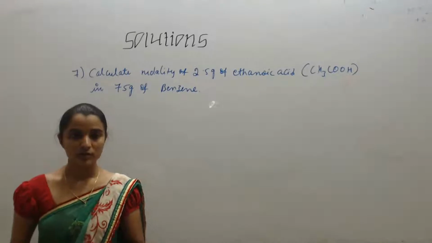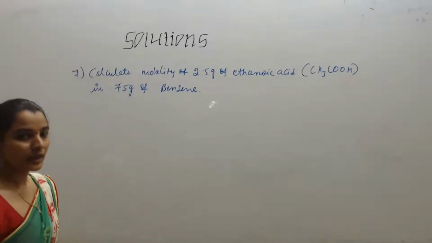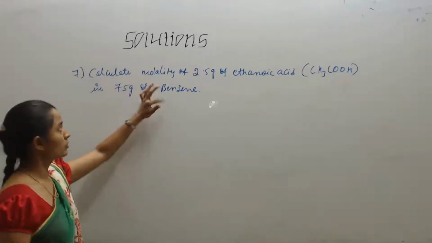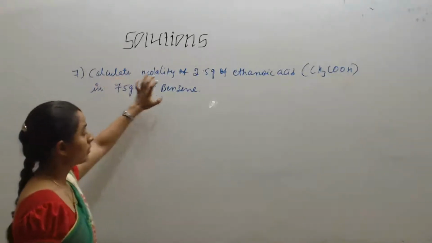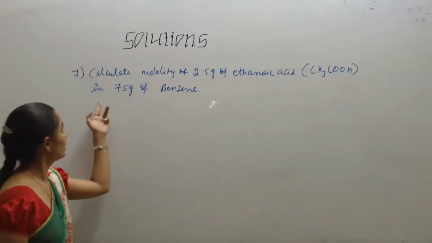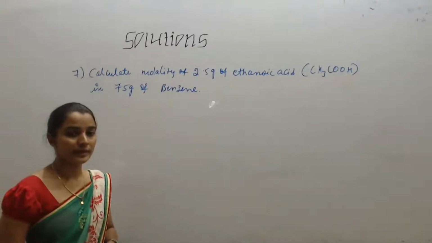Good morning, students. In the last class, I explained and did all the numericals, and I gave homework to you. So calculate the molality of 2.5 gram of ethanoic acid in 75 gram of benzene.